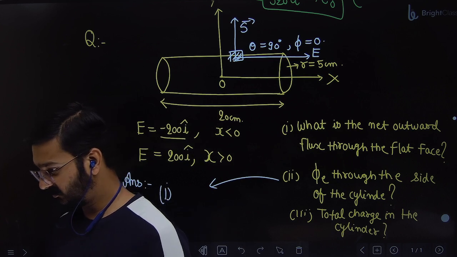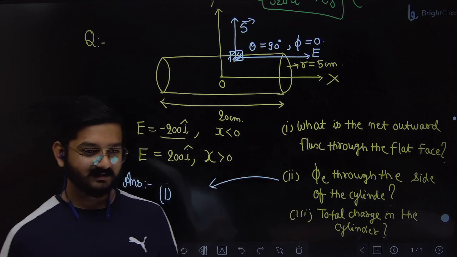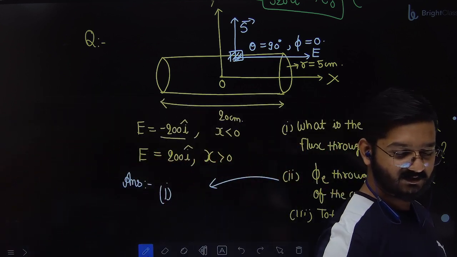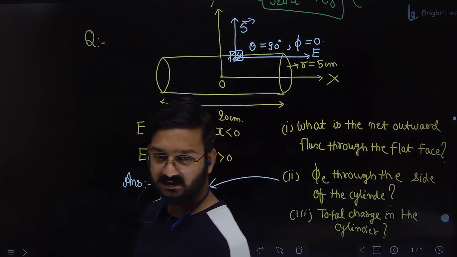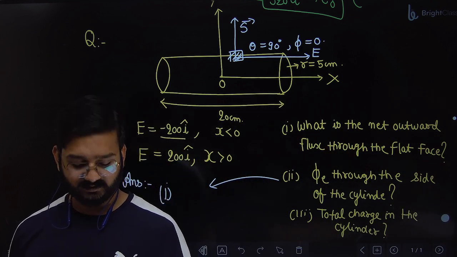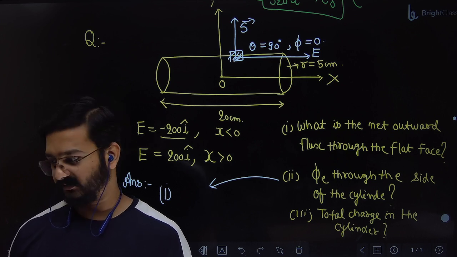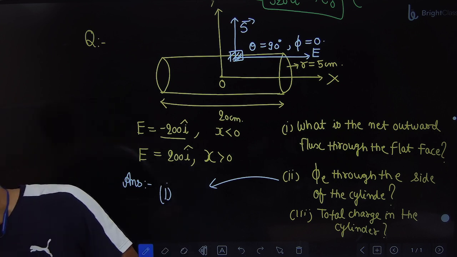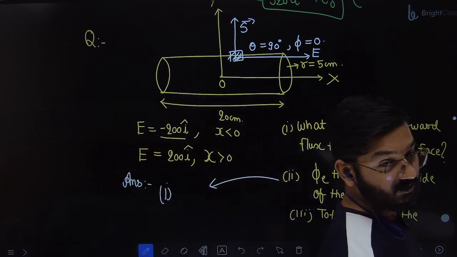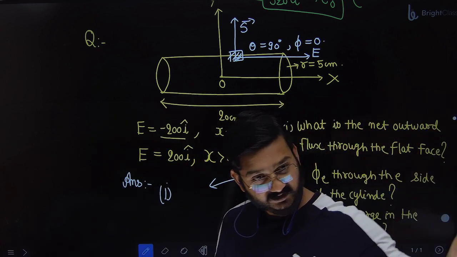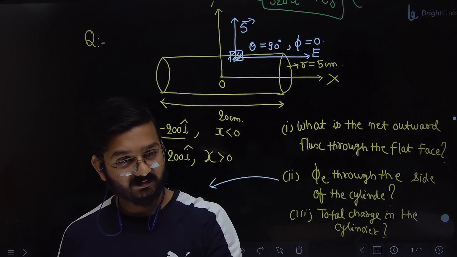Any other answer? No one? Surprise! I thought I would get a lot of answers. What is the final answer you got, Surya? I will tell the final answer. The final answer should be 3.14, which is 1.57 plus 1.57. So all the students who are getting zero, the answer is not zero. For the left side, it will come 1.57. For the right side also, it will come 1.57.